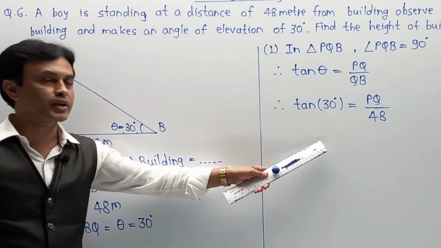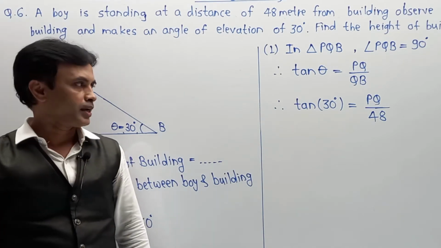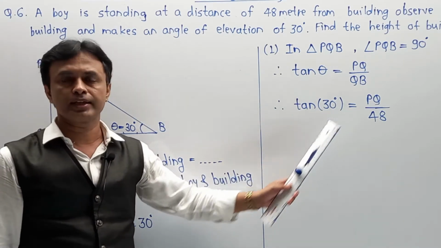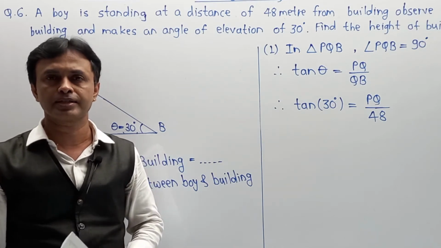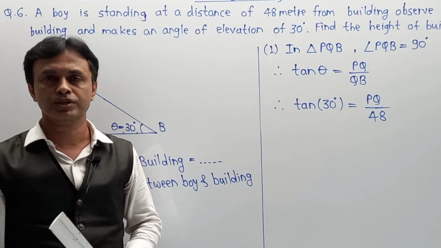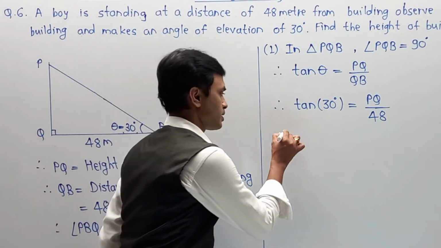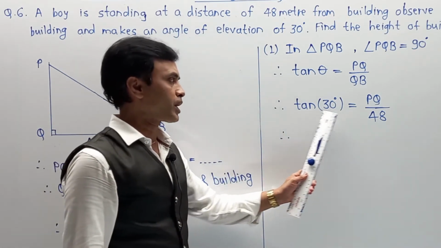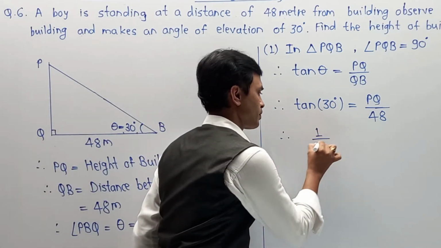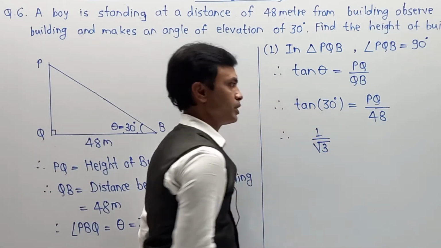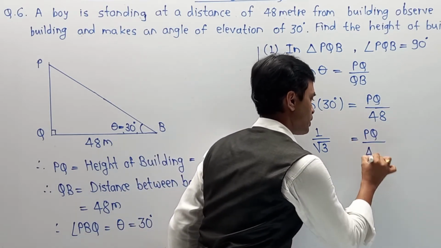Now we have to put in the value of tan 30 and do the needful calculation. Here we are going to write the value of tan 30 from our table, where 0 degree, 30 degree, 45 degree, 60 degree, 90 degree with the values of sin, cos, tan are given. The value of tan 30 is 1 upon root 3. So 1 upon root 3 is equal to PQ upon 48.